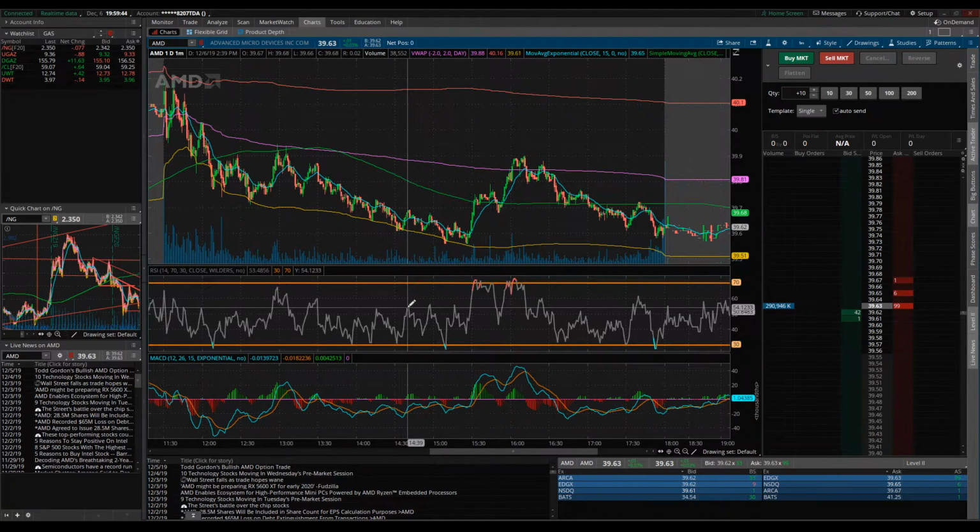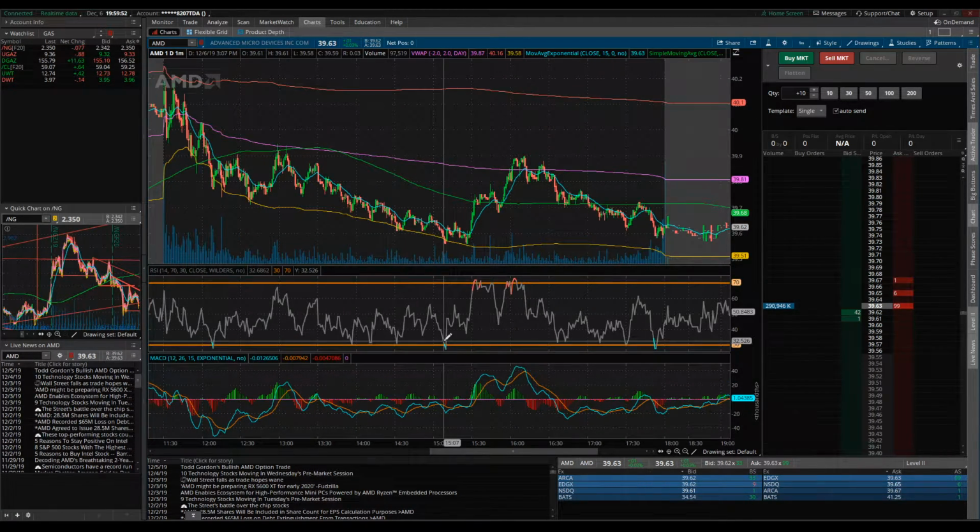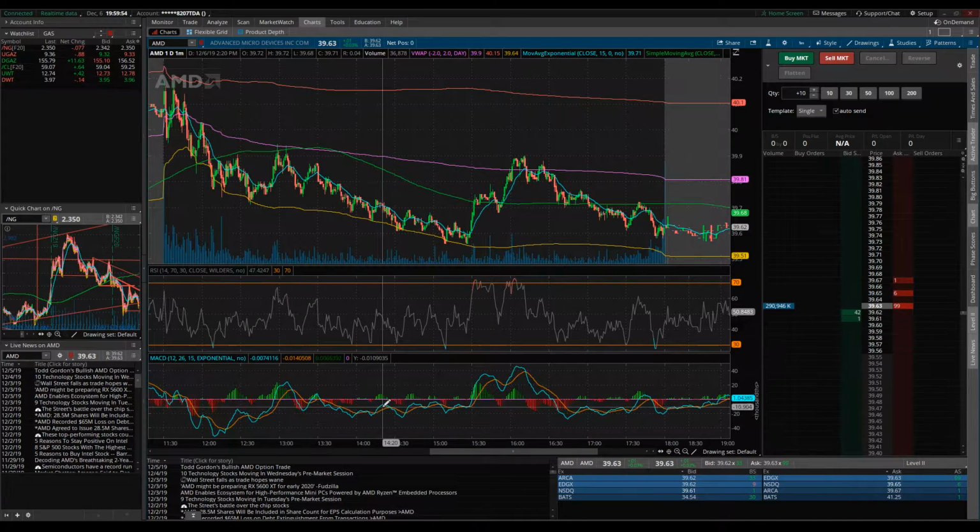And then, well, you have the histograms on the MACD, which measure how far apart those two lines are. So if you see here, you have a little histogram because the lines were really close. What that means is the short-term price didn't change too much relative to the long-term price. As you see, it's just consolidating.